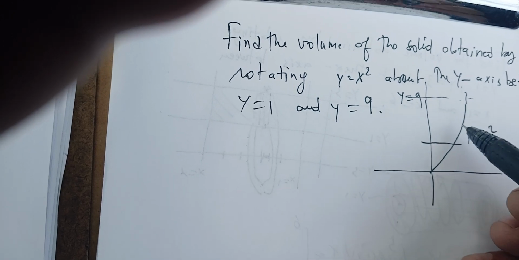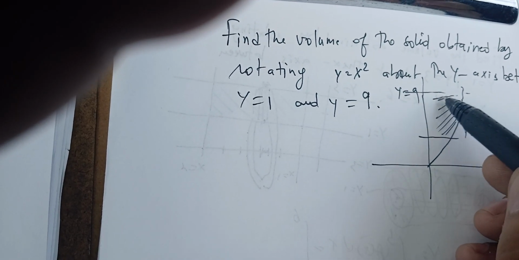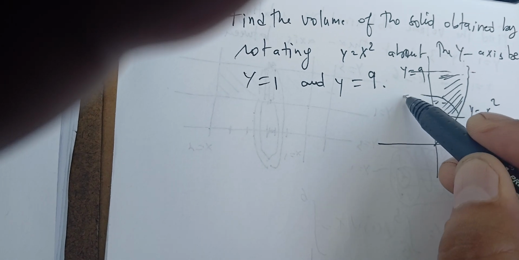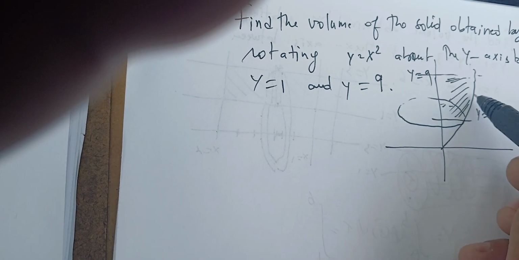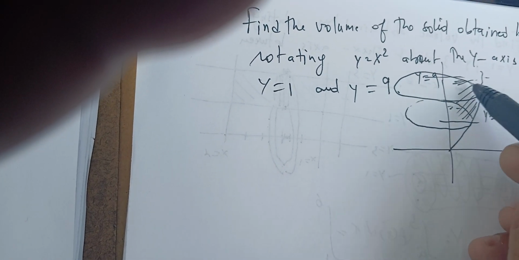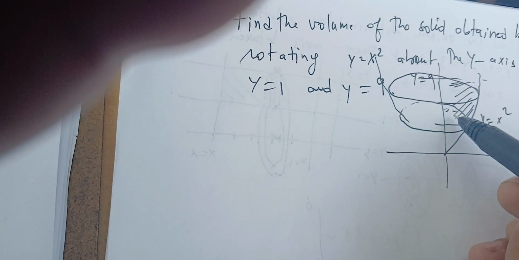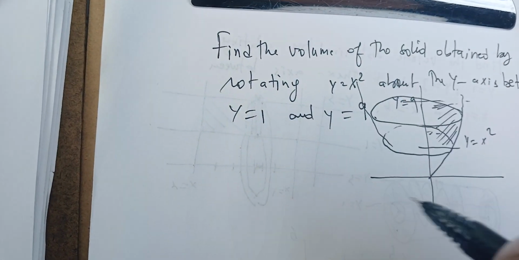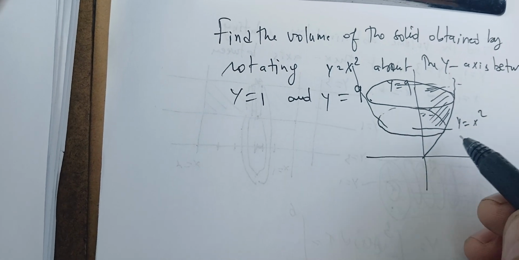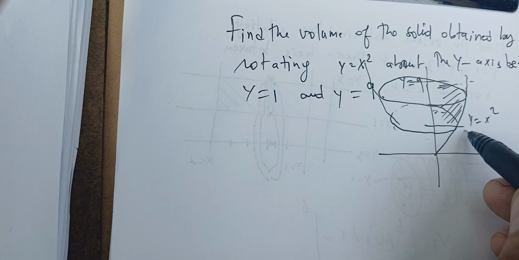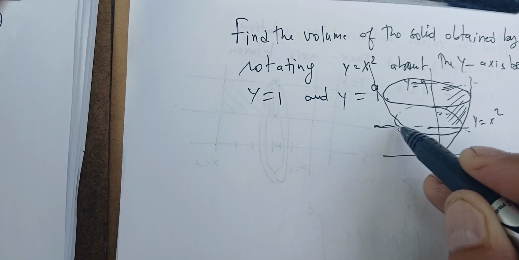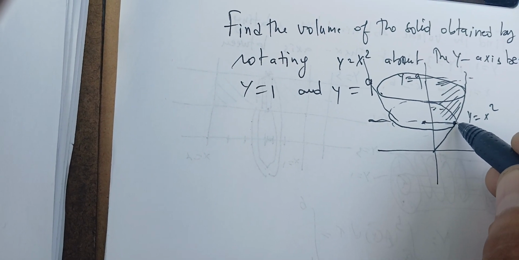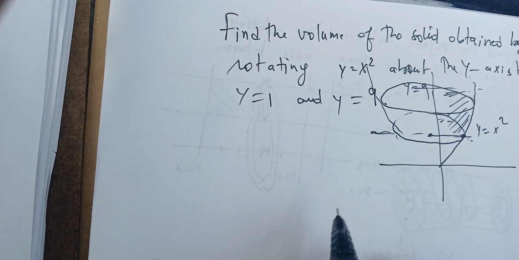In this case, this is our region here, and we're gonna obtain something that looks like this. It's gonna keep getting bigger and bigger. So this is the volume that we're gonna obtain. It's like some ball, but not exactly. It doesn't have this base. It's located between y equals 1 and y equals 9.